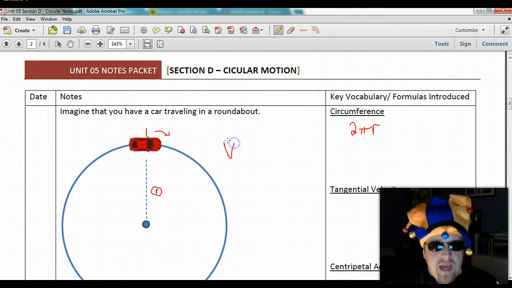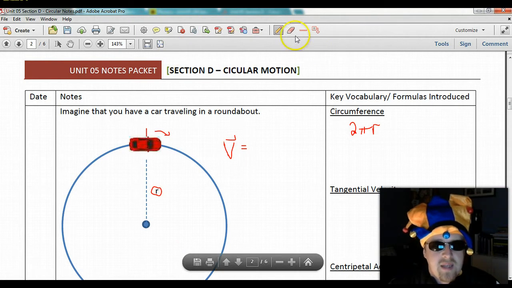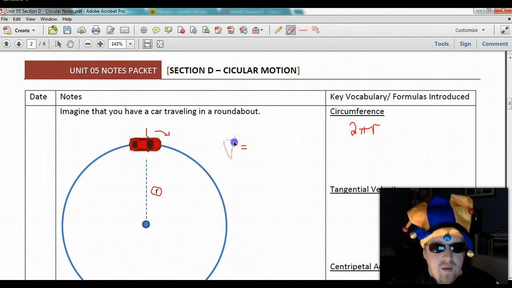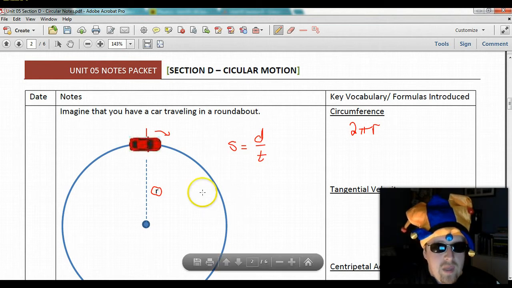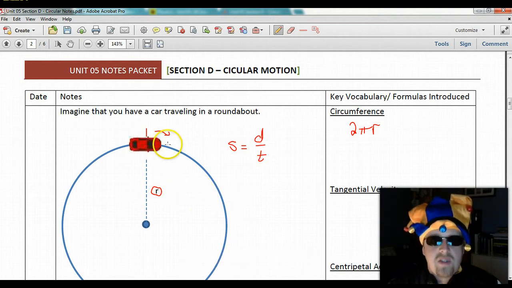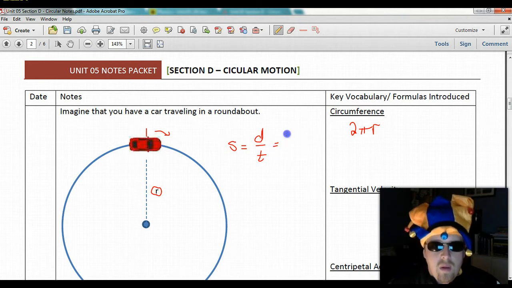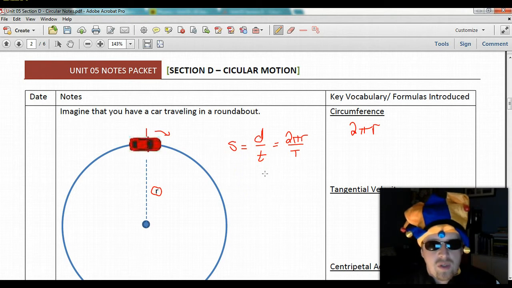And if you think back to velocity, or at least the idea of, and for a moment, let's not even call it velocity. Let's call it just speed. How fast an object's traveling. It would be distance over time. So we can literally say that this car is traveling with a speed of 2 pi r, so the distance it travels, over the time, or in this case, the period. One full revolution. Capital T and lowercase t for circular motion are going to be very, very similar.